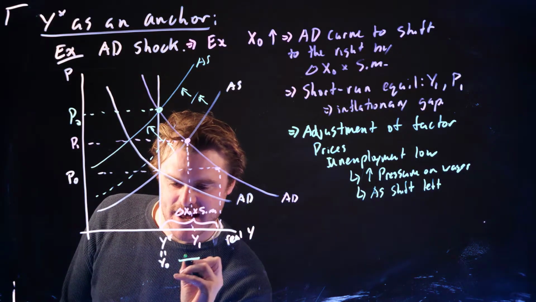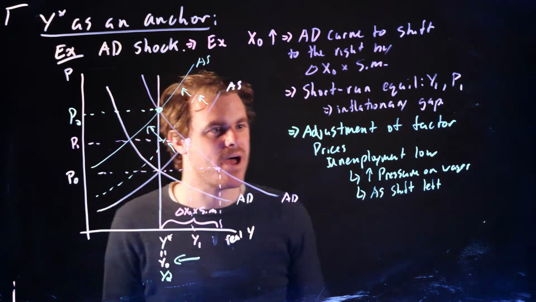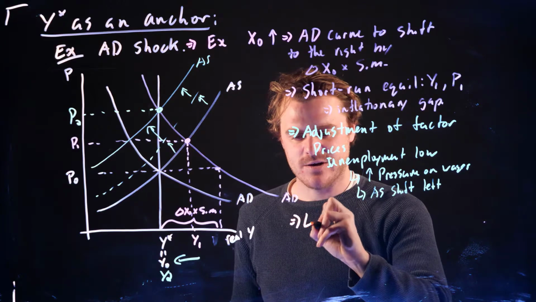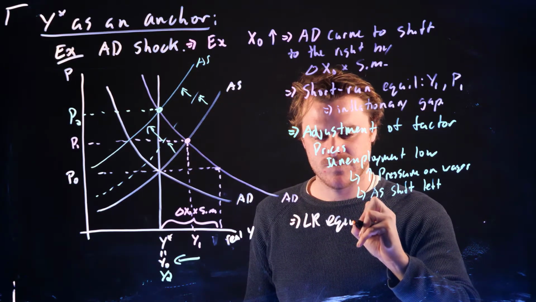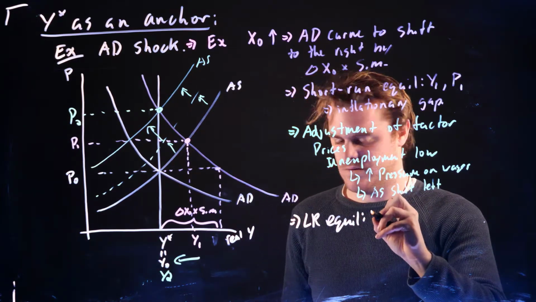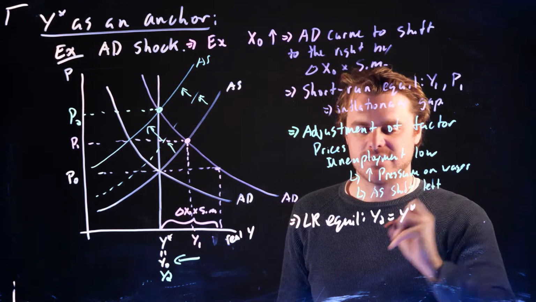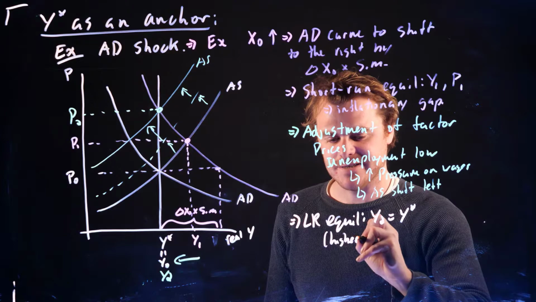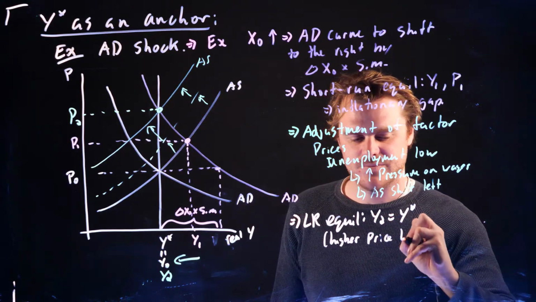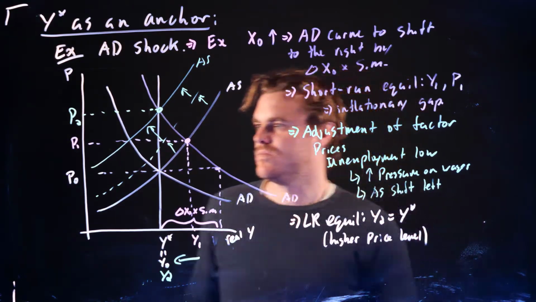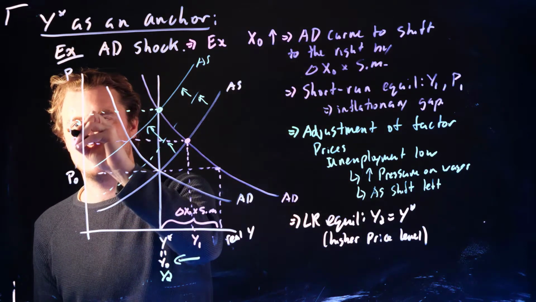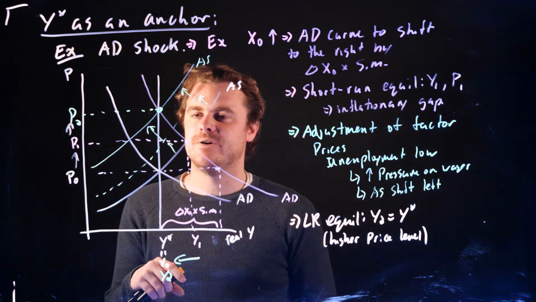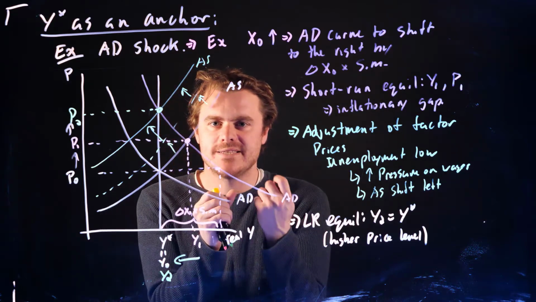So we come back this way, and there's another Y. And we come back to a long run equilibrium. Y2 equals Y star. We have a higher price level in this new equilibrium. So we went up from P0 to P1 to P2. But the real Y is the same though. So that's why it's this anchor.